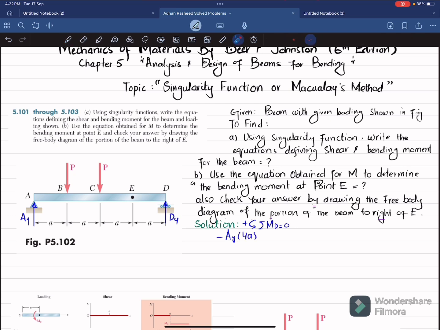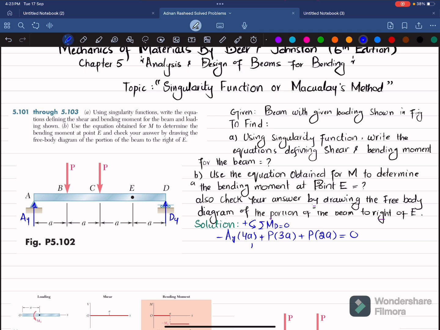The second moment is due to this P load, and the perpendicular distance is 3a, and this is producing a counterclockwise moment, so it will be positive. So I will write plus P times 3a. And the last, fourth, load producing moment about point D is this P, and the perpendicular distance is 2a, and it is also producing a counterclockwise moment, so it will be positive. So plus P into 2a, and the sum of all these moments about point D will be equal to 0.